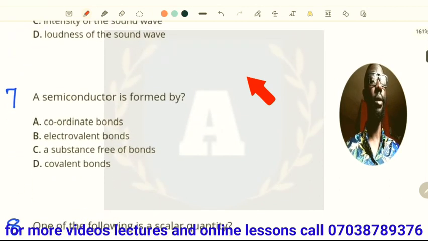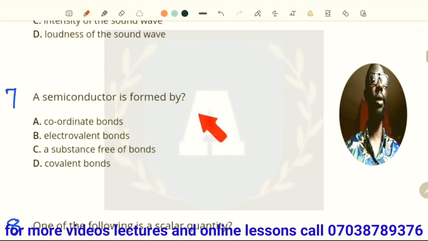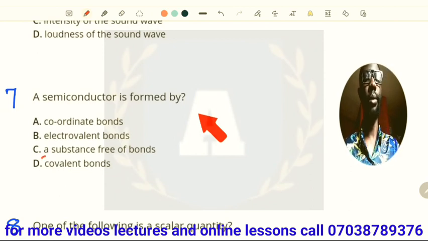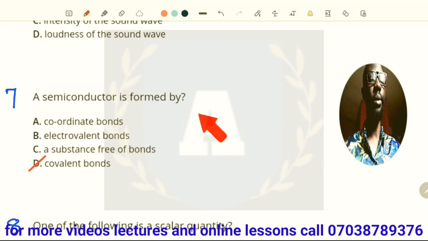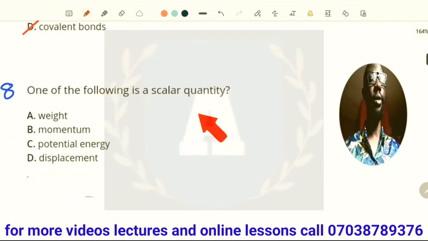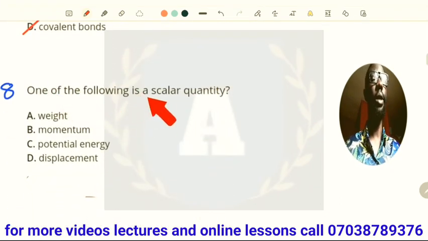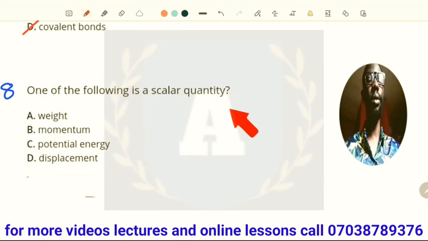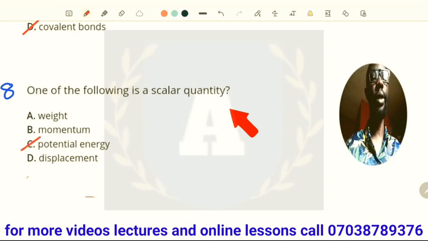What does it say? A semiconductor is formed by covalent bonds. All right, a semiconductor is formed by covalent bonds. And the next question says, which of the following is a scalar quantity? All right, so the one which is a scalar quantity is energy, the potential energy. Weight is a vector, momentum is a vector, displacement is also a vector quantity.